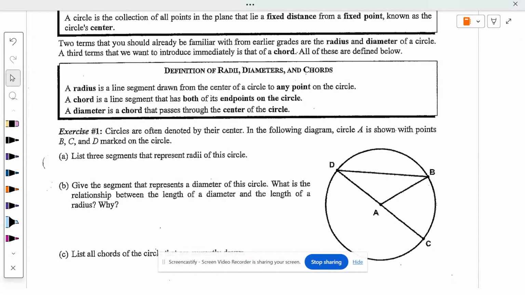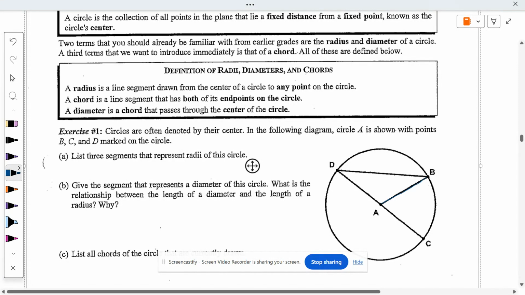2 terms that you should already be familiar with from earlier grades are the radius and the diameter. A third term that we want to introduce is that of a chord. So a radius is any line segment drawn from the center of a circle to any point on the circle. So I'm just going to do some labeling here. So segment AB, segment AC, and segment AD are all radii.